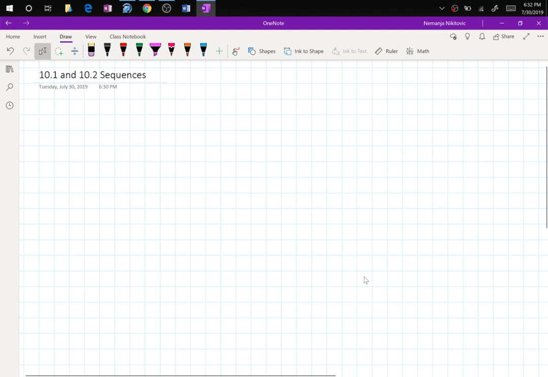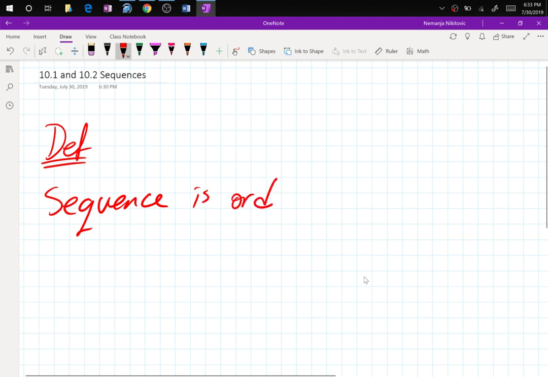So what is a sequence? Definition. A sequence is an ordered list of numbers. So it's not a set. Sets don't have to be ordered, and sets don't have to be numbers. I can say set of students, that's all of you, set of desks, set of trees. A sequence is the ordered list of numbers. So it is a set of numbers, but it's ordered.